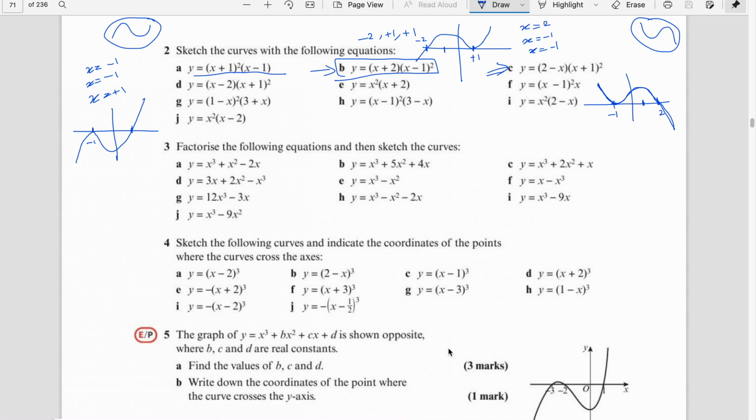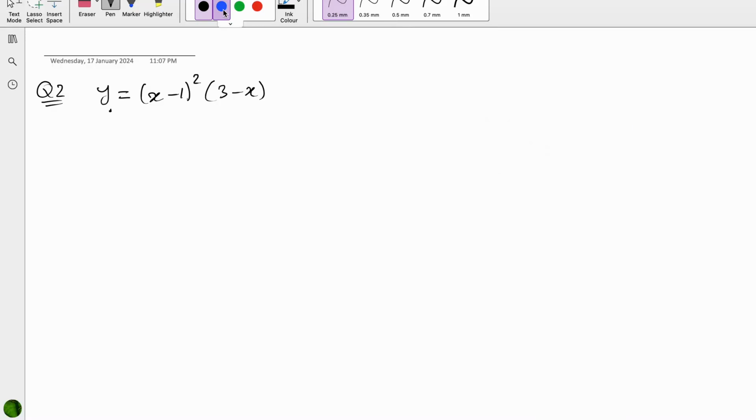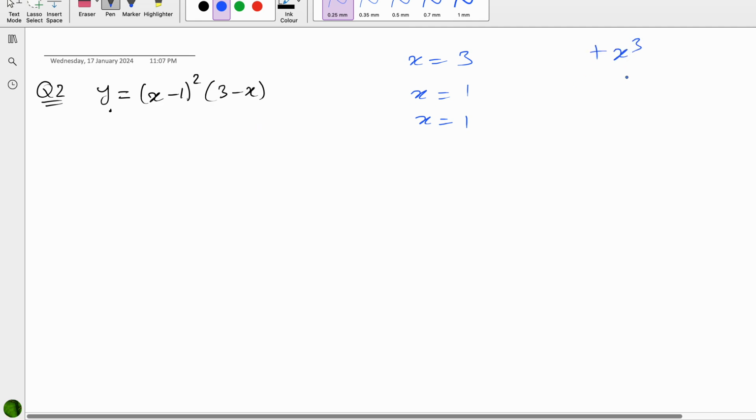Any issues? Try the next part. First you give it a try, then I'll draw and we can compare. So you said it crosses at x is equal to 3 and makes a tangent at x is equal to 1, because we have two factors at 1. And is it positive x cube or negative? Yeah, that is negative x cube, right?